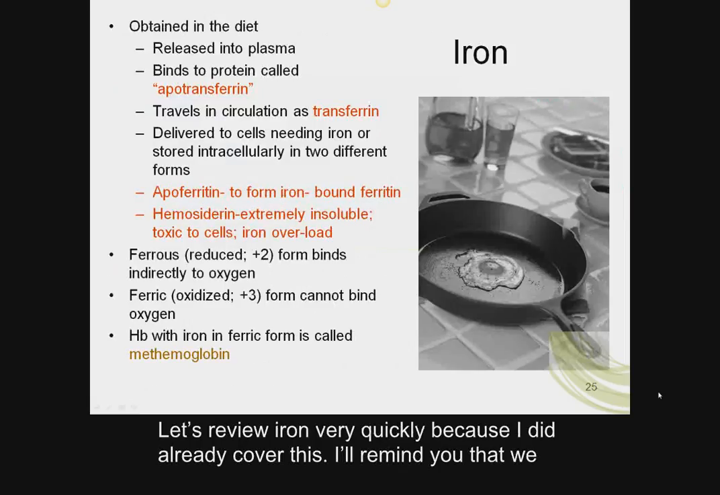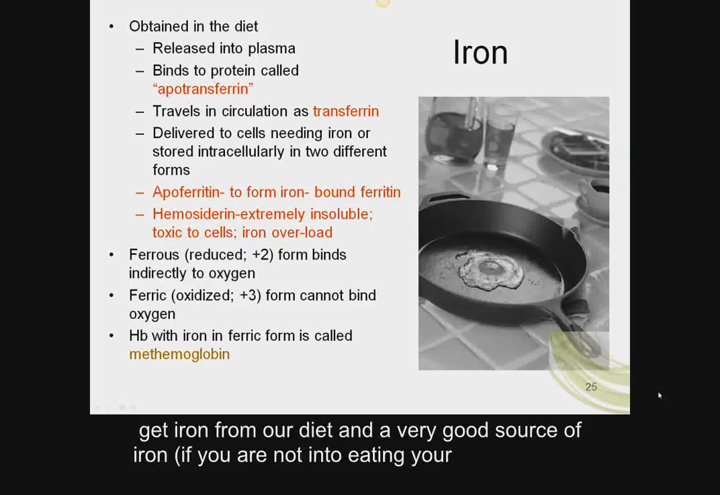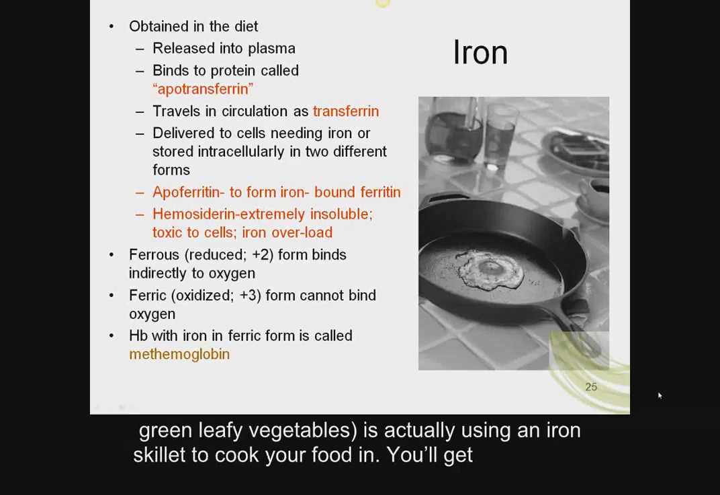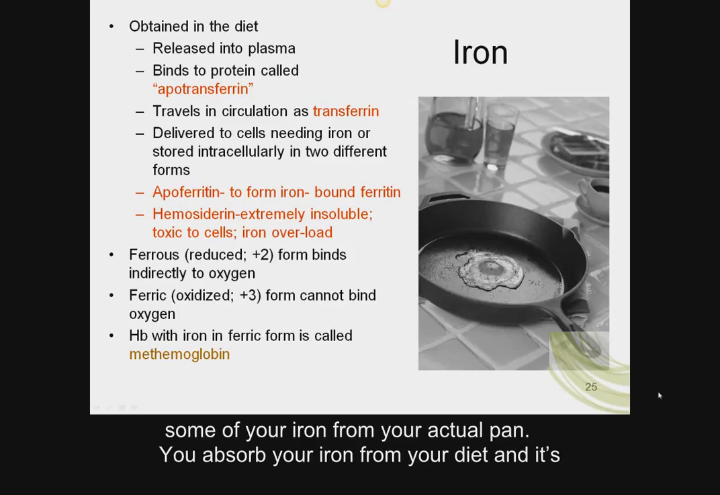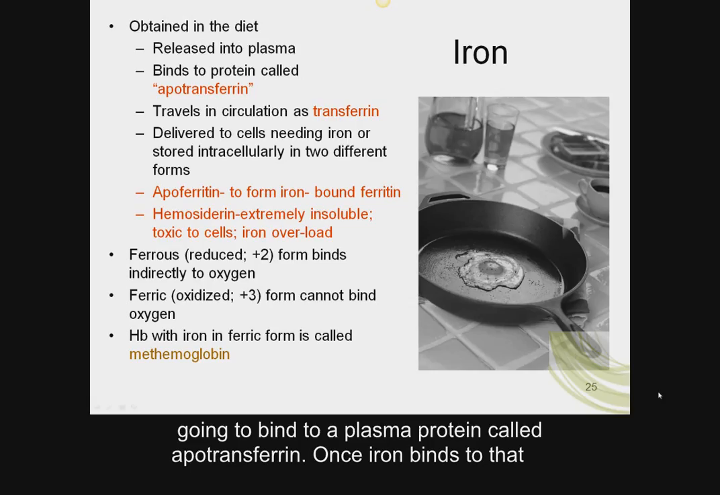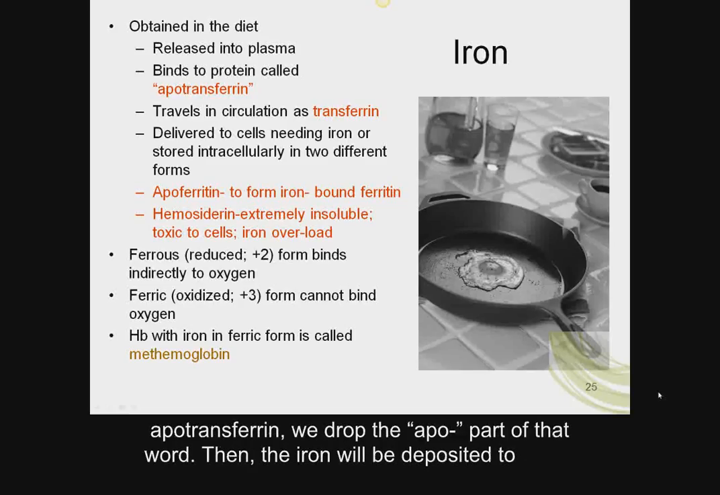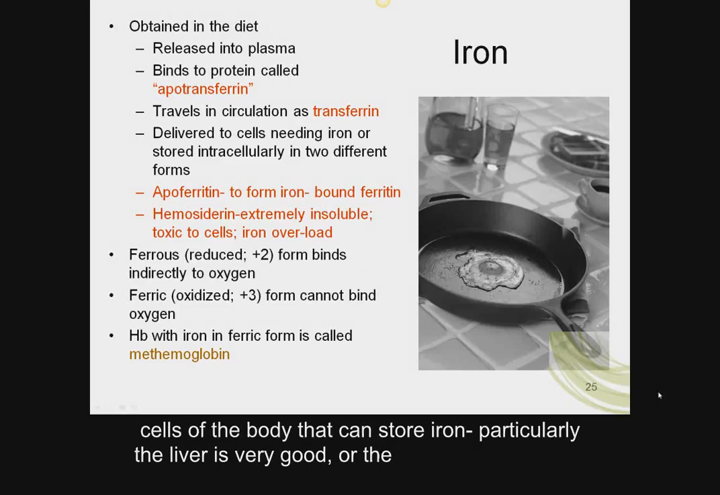Let's review iron very quickly because I already did this in another lecture. I'll remind you that we get iron from our diet, and a very good source of iron, if you are not into eating your green leafy vegetables, is actually using an iron skillet to cook your food in. You'll get some of the iron straight from the pan. You absorb your iron from your diet, and it's going to bind to a plasma protein called apotransferrin. And once the iron binds, we drop the prefix apo. The iron will be deposited to the cells of the body that can store iron, particularly the liver, that's very good, or cells in the bone marrow.